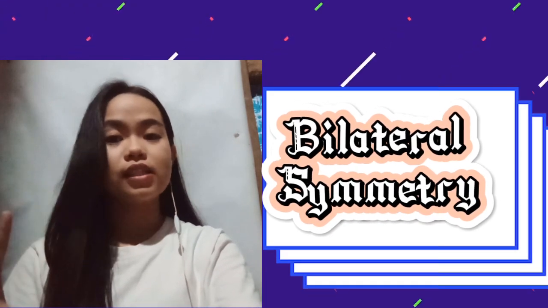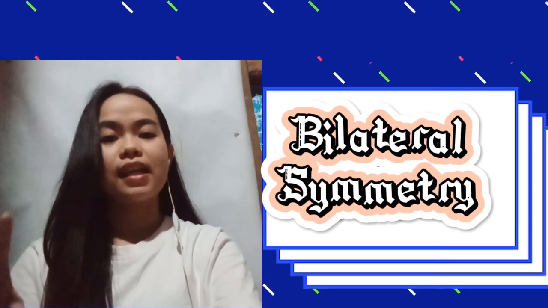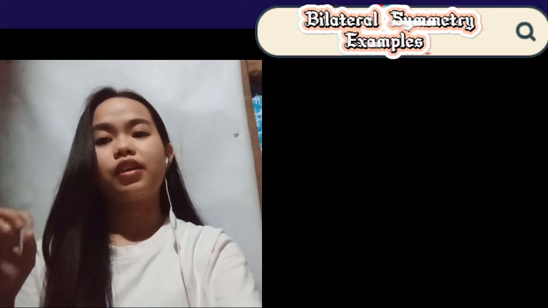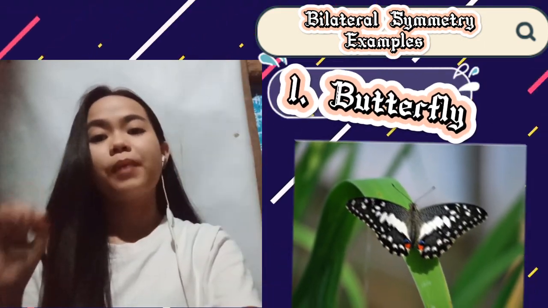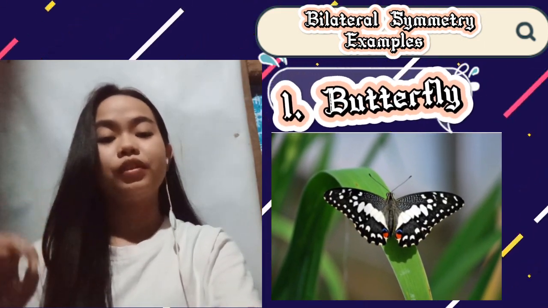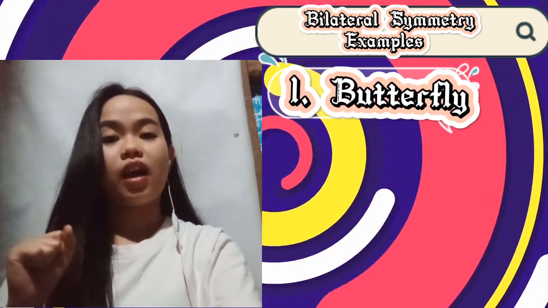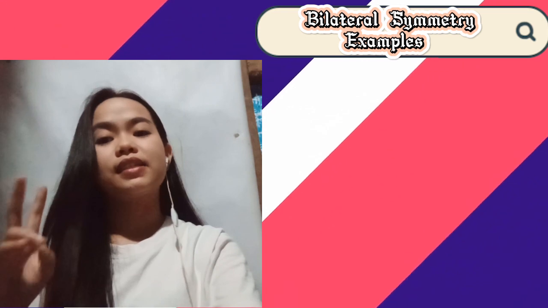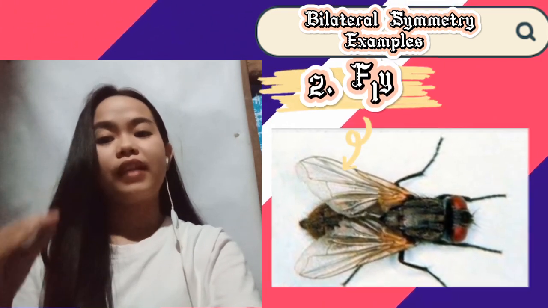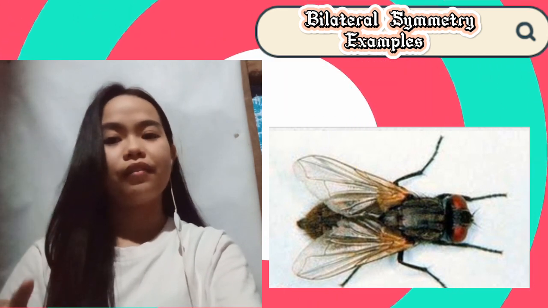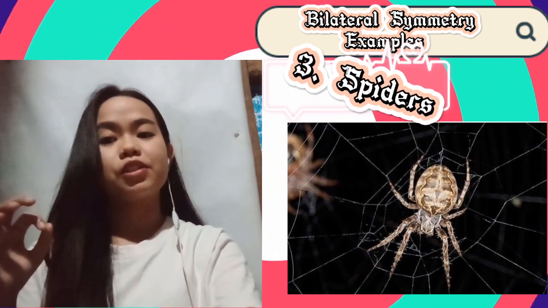On the other hand, bilateral symmetry is a concept where two opposite sides have identical features. The examples of this are, first, butterfly. Butterfly is the perfect example of bilateral symmetry. Its wings are identical to each other. The second one is the fly. If you divide a fly into two, you can still see the identical features they have. And the third one is the spiders.